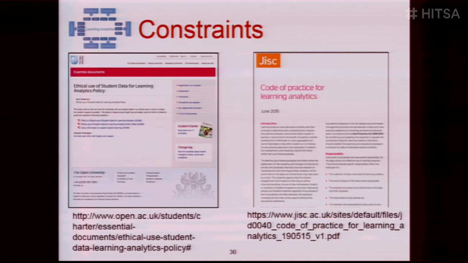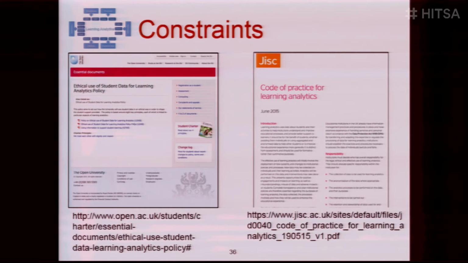Actually, I was invited to Washington to a conference to talk about ethics and privacy in Europe as a good model for the US, which was kind of surprising. So that's one of the big things, and since that happened, a lot of things are going on. For instance, the Open University of the UK, our big sister university, has an ethical use of student data for learning analytics policy, where they really detail why they collect the data, for which purpose, and whether you're allowed to opt out, and so on.